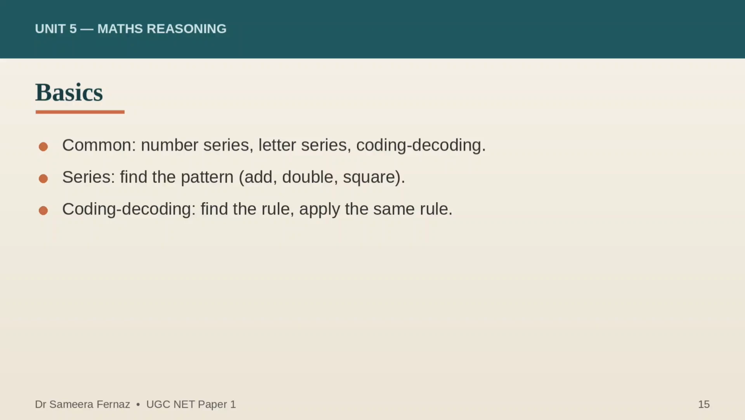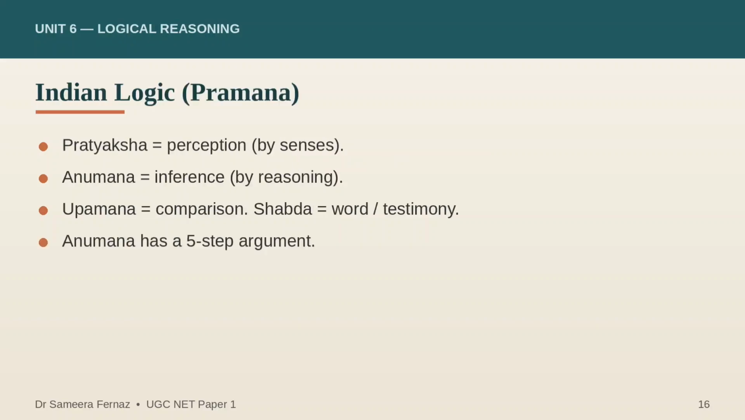Now next unit is logical reasoning. This is a very high scoring unit. Please focus here. First, Indian logic. In Indian logic, knowledge is called pramana. There are different sources of knowledge. Pratyaksha means knowledge by direct perception, by our senses. Anumana means knowledge by inference, by reasoning. Upamana means knowledge by comparison. Shabda means knowledge by word or testimony from a trusted person.